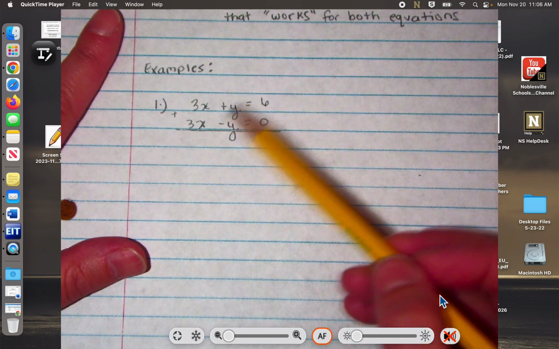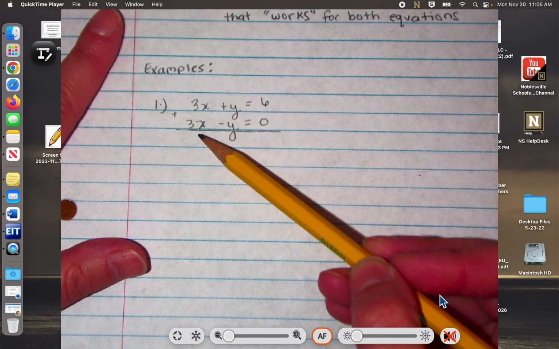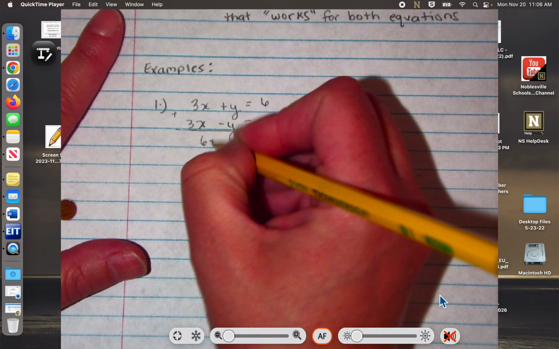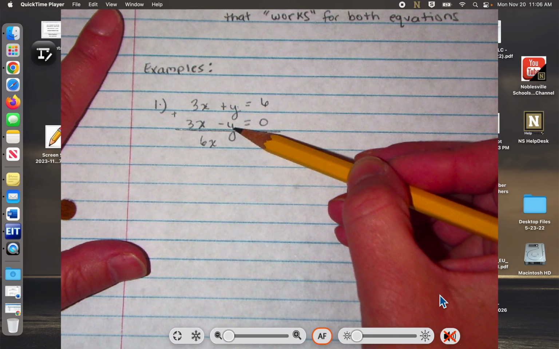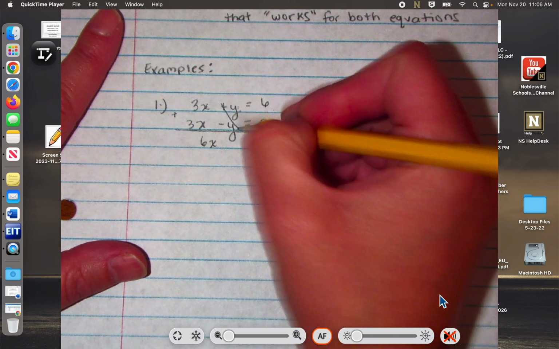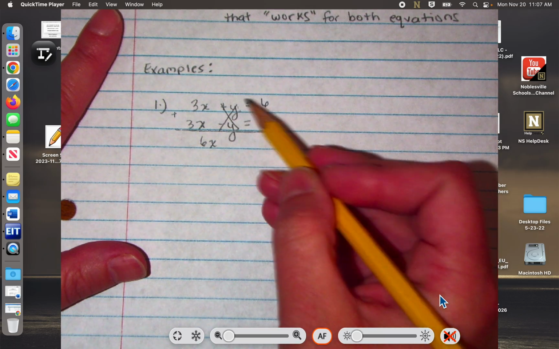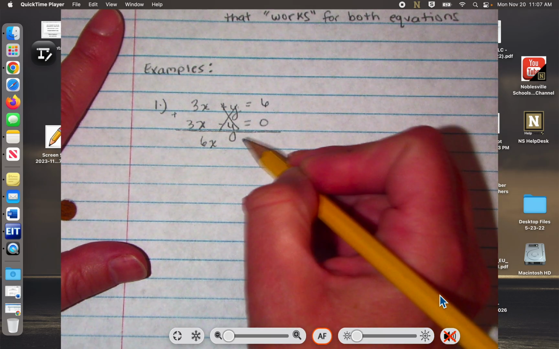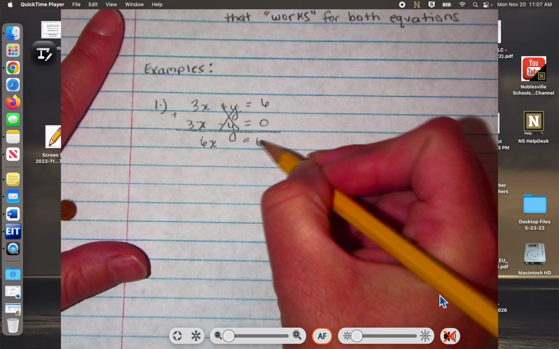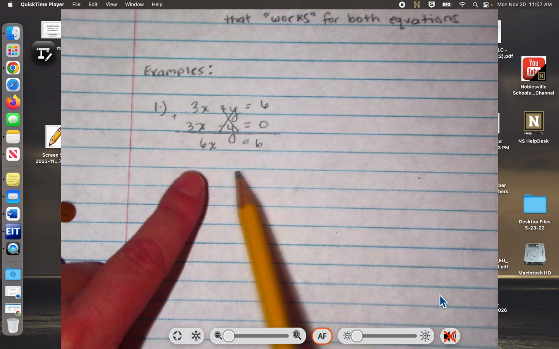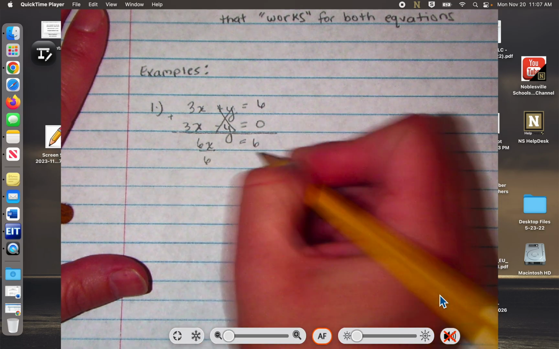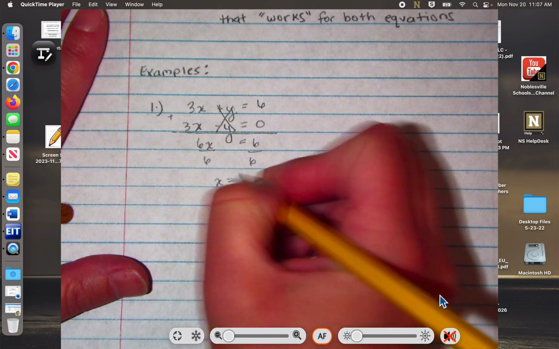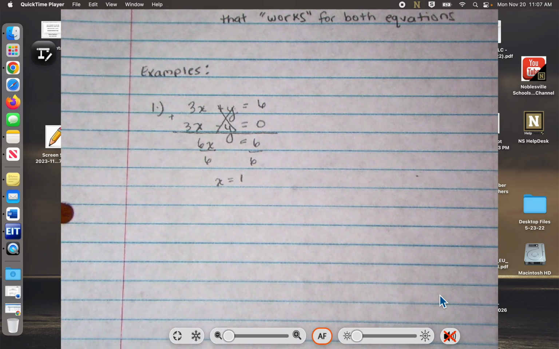right? So what's 3x plus 3x? 6x. So I'm going to have 6x. And then what's 1y minus 1y? Nothing. The y's canceled out. I eliminated the y's. And then what's 6 plus 0? 6. So now I just have 6x equals 6. x equals 1. So I eliminated one of the variables.